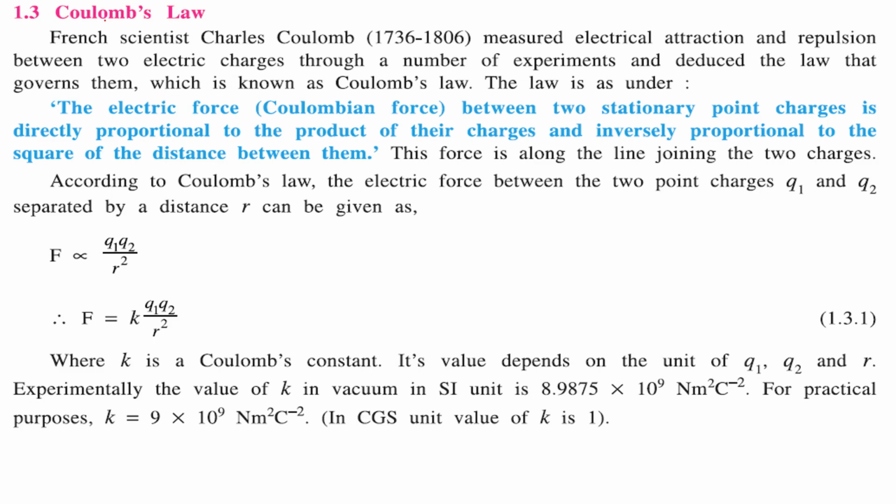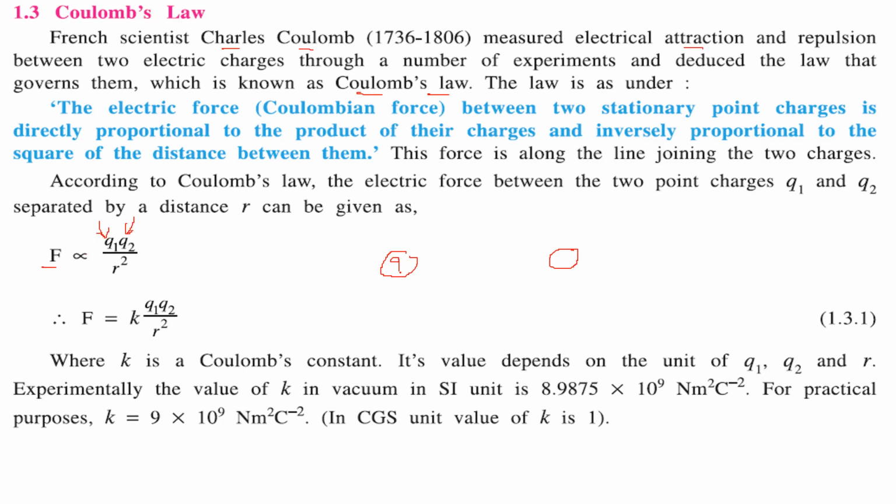Coulomb's law. French scientist Charles Coulomb measured electric attraction and repulsion between two electric charges. He did many experiments, and he also deduced a law that governs the outcome of his experiments, which is known as Coulomb's law. So what is Coulomb's law? He said that the force, or the electric force, also known as Coulombian force, between two stationary point charges is directly proportional to the product of their charges.